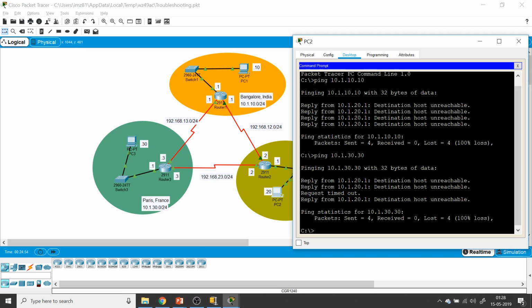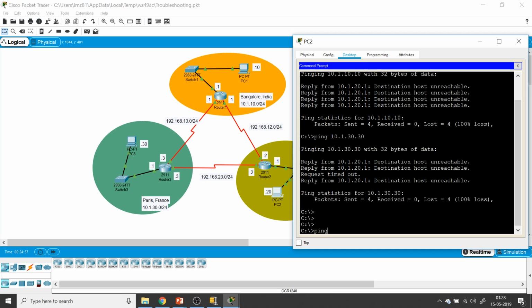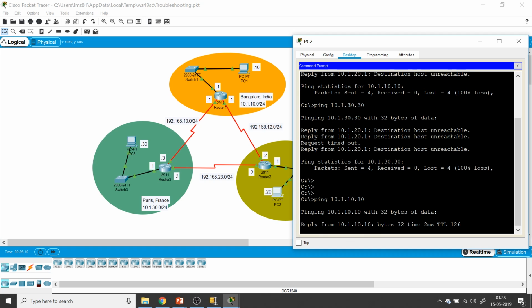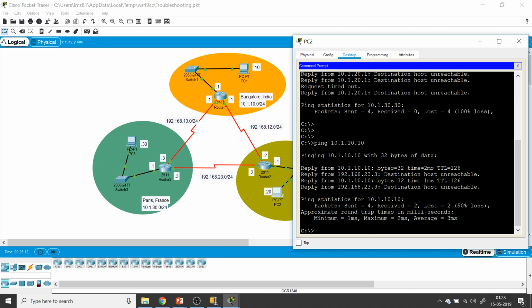So let's do this. Let's ping 10.1.10.10. This is 10.10 and this is 30.30. So let's do ping 10.1.10.10, and we see a reply coming, and then destination host unreachable, then reply coming and destination host unreachable. Now this is interesting because when a packet comes here, because there's load balancing, one is going to be sent here, one is going to be sent there, alternating between these two links.